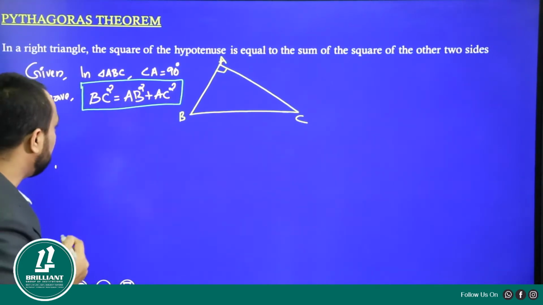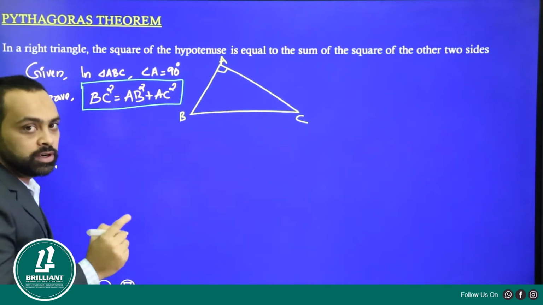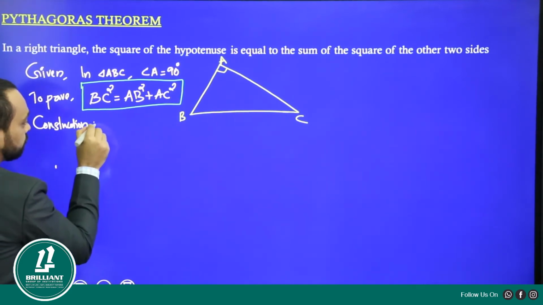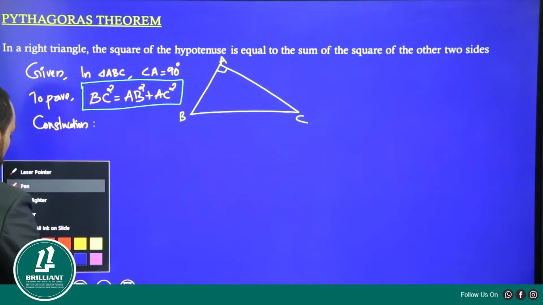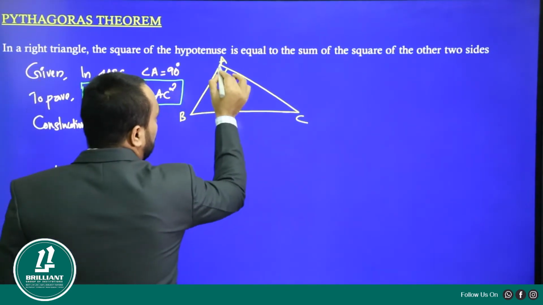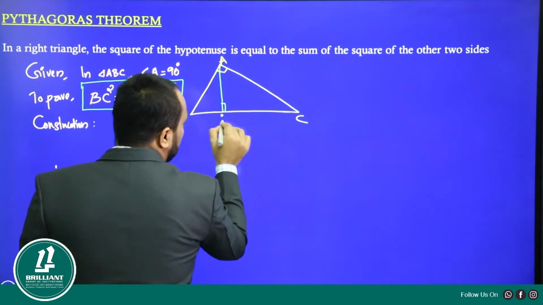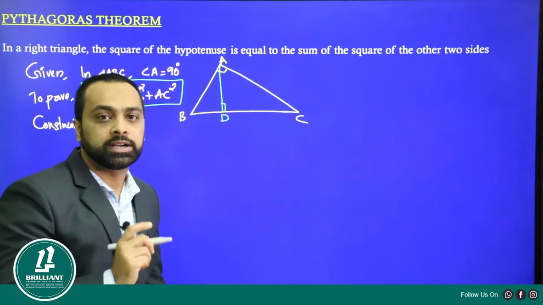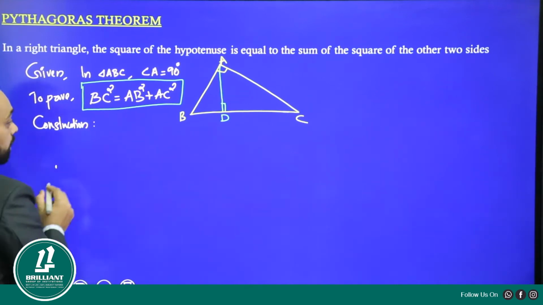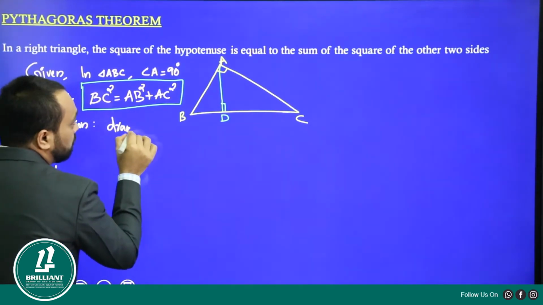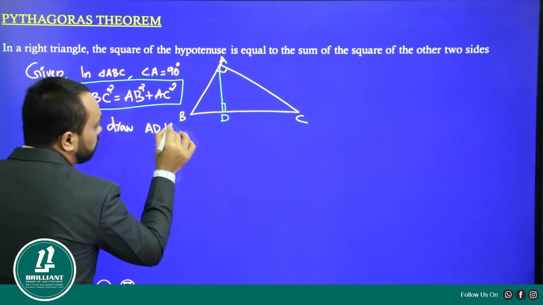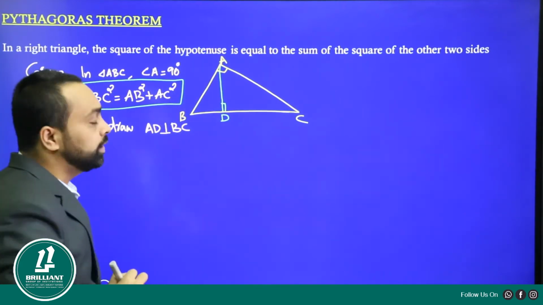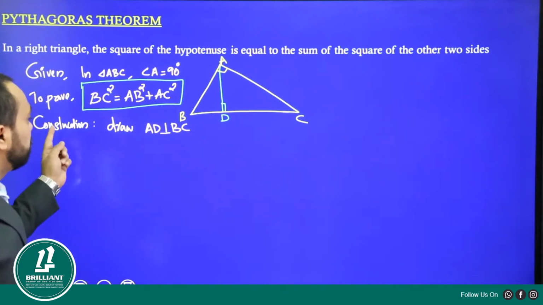Okay, for that we have a construction. Next step after given and to prove is the construction. Construction is like this. We have to draw a perpendicular from A, which we can mark as D. That is, AD is perpendicular to BC. That is the construction. So the statement for the construction is: draw AD perpendicular to BC. Got it? So the first three steps of the geometrical proof are over: given, to prove, and then construction.